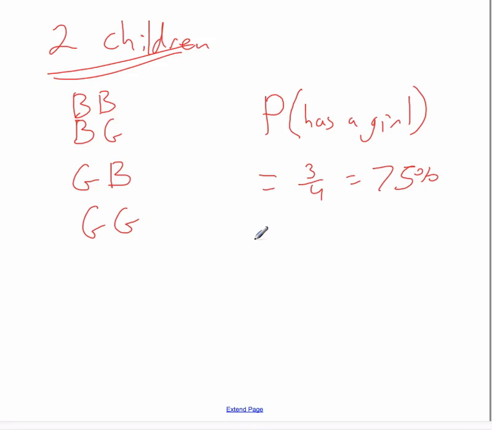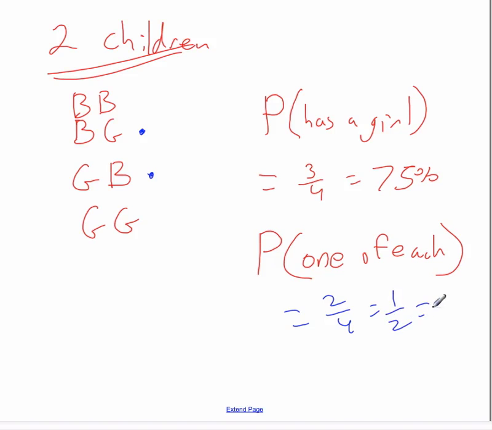What's the probability that a mom has 1 of each? There's 2 outcomes here with 1 of each, a boy and a girl, so that's going to be 2 out of 4, which equals half, or 50%.